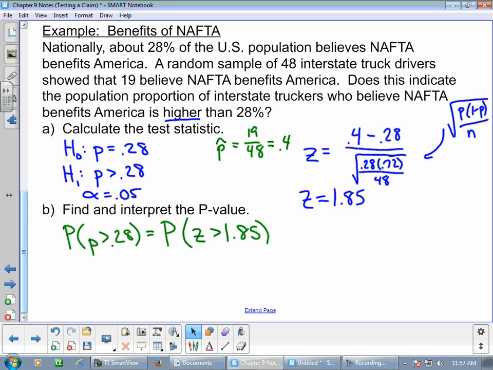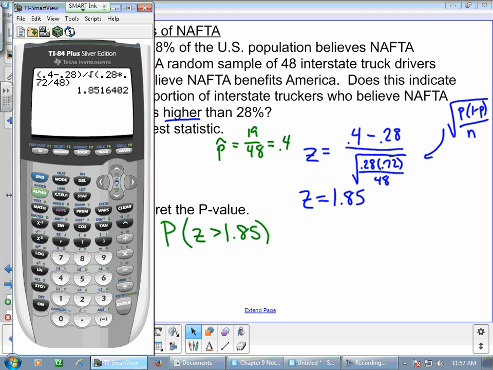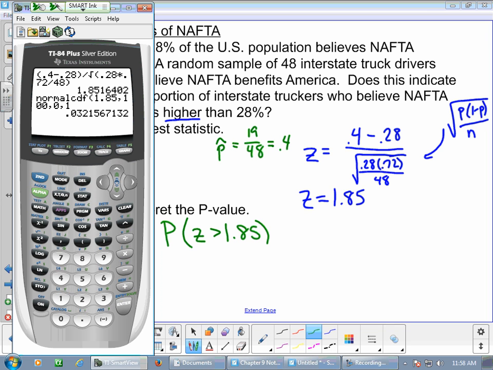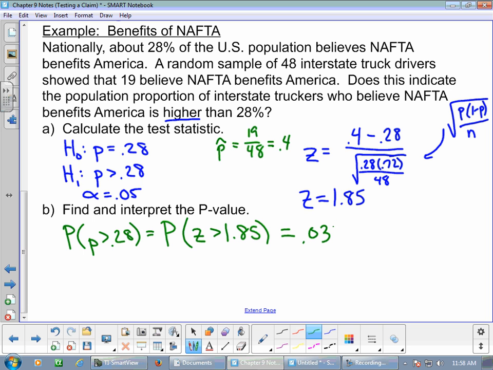John, calculator or chart? Calculator. Okay. So we're going to find the area to the right of 1.85. So we're going to go distribution, normal CDF. We're going to go from 1.85 to big number. And since I'm using standardized units now, it would be 0 for the mean and 1 for the standard deviation. Going area to the right, because it's greater than. And we should probably sketch that out here. 0.0322.